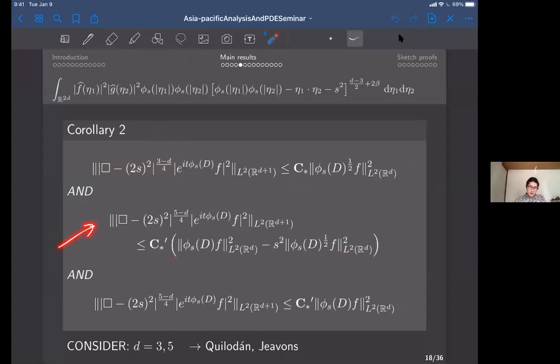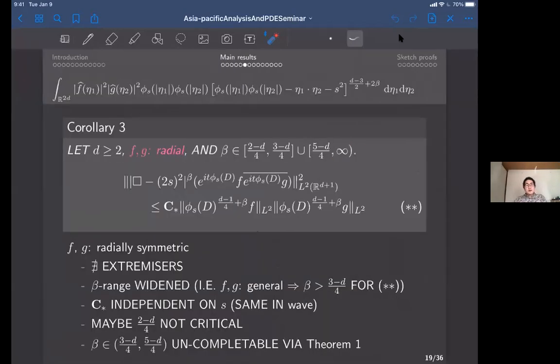Then for the second one and third one, if you let D equal to 5, then again there's no null form, so that you have the standard form of Strichartz estimate. And this one, without the null form, this inequality has been obtained by Kirijan, and without null form for the second and third, this has been found by Jevons in their papers. All right, and another corollary, which is analogous to the Jevons result.